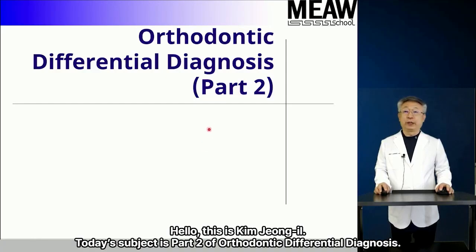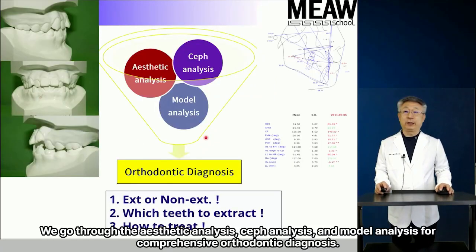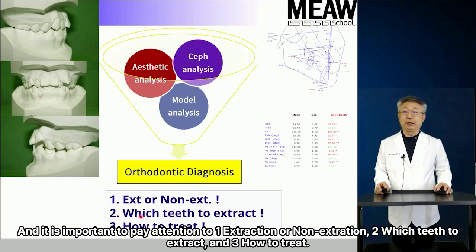Today's subject is part 2 of orthodontic differential diagnosis. We go through the aesthetic analysis, SEF analysis, and model analysis for comprehensive orthodontic diagnosis. And it is important to pay attention to 1. Extraction or non-extraction, 2. Which teeth to extract, and 3. How to treat.